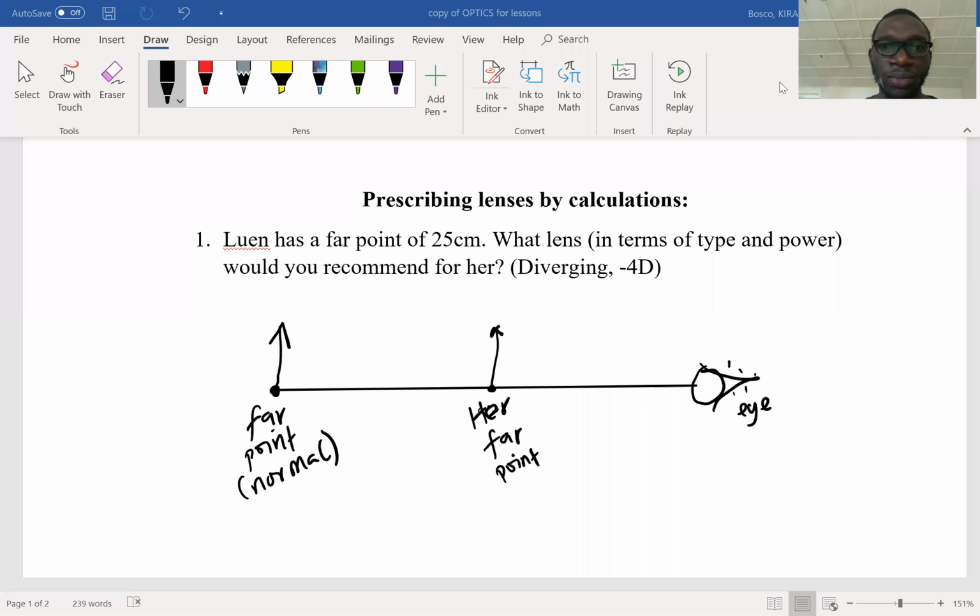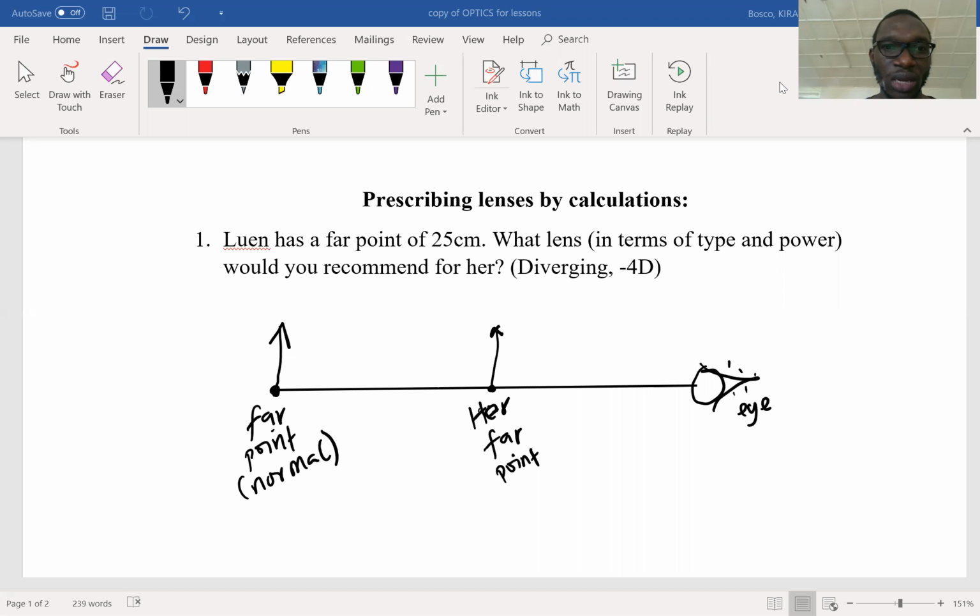You are welcome to this next lesson about optics. Today we are discussing prescribing lenses by calculations. We have just talked about eye defects. Now let's see how we can correct the eye defects using lenses.